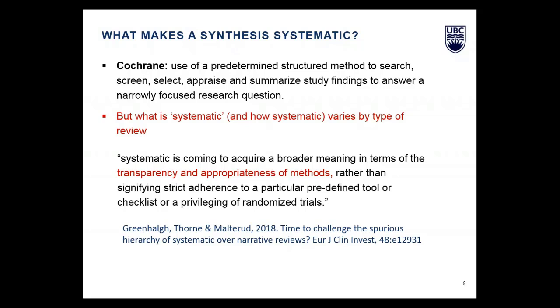And we are drawing on an article recently published by Greenhalgh and Malterud, if that's how you say her name, who draw our attention to the idea that systematic is much more broad than reproducible. And they say that systematic is coming to acquire a broader meaning in terms of transparency, as well as appropriateness of methods. And this is in contrast to strictly adhering to guidelines or a predefined tool or checklist for doing a review. So it's a much more broad idea and conceptualization of systematic.